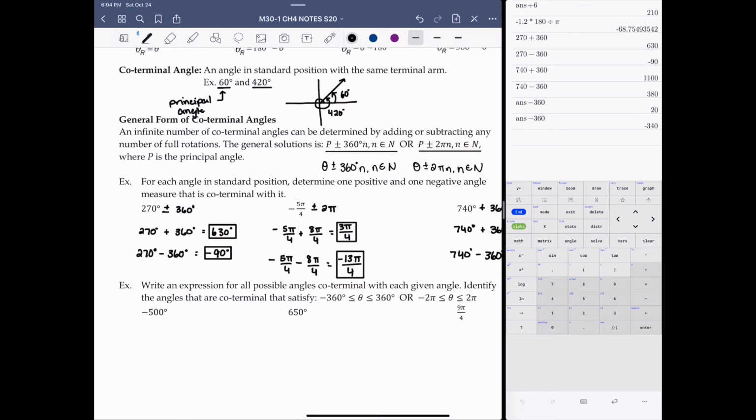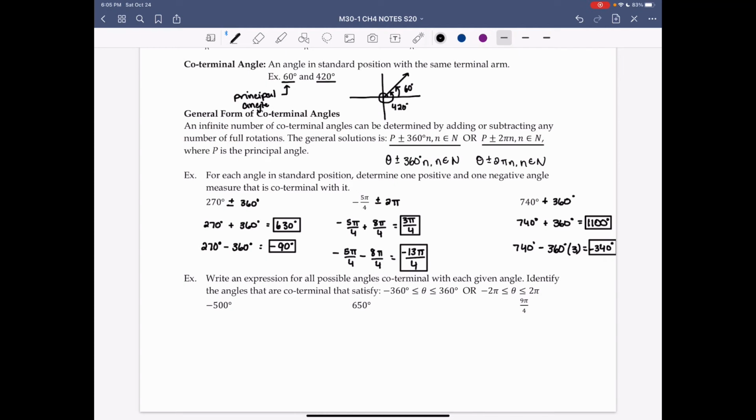That's what we'll use here. And we're doing this because negative 500 degrees is not the principal angle, since it's less than 0 degrees. Then the general solution for negative 500 degrees would be negative 500 degrees plus or minus 360 degrees n, where n is an element of N.